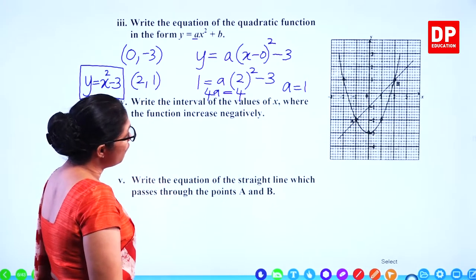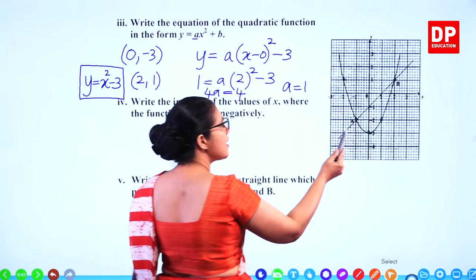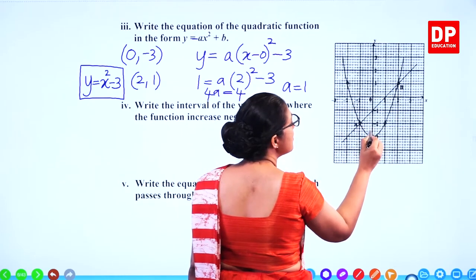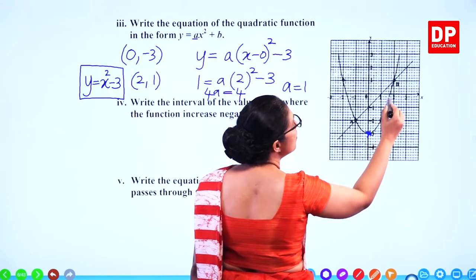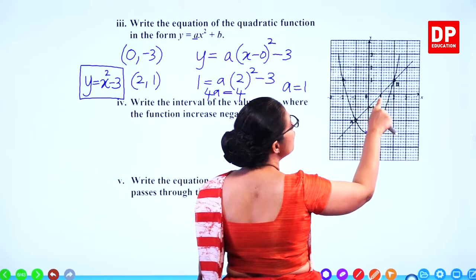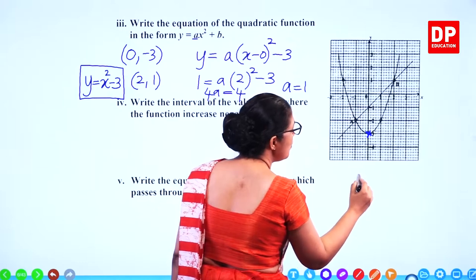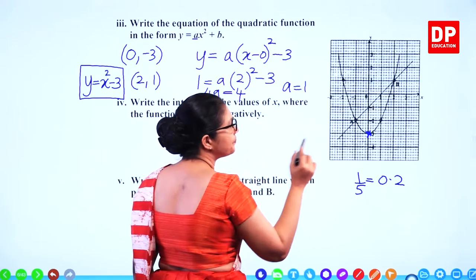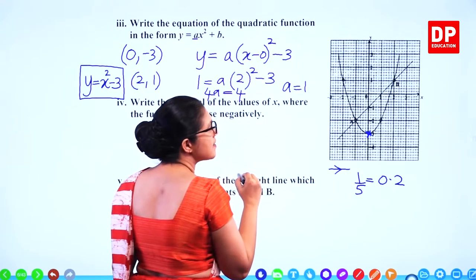Write the interval of the values of x where the function increases negatively. Increasing is here to here, but we want increasing negatively, which means here to here. So we have to read this point. Here, 1, 2, 3, 4, 5. 5 squares represent 1 unit. So 5 squares to 1 unit means 1 small square is 0.2 along the x-axis.